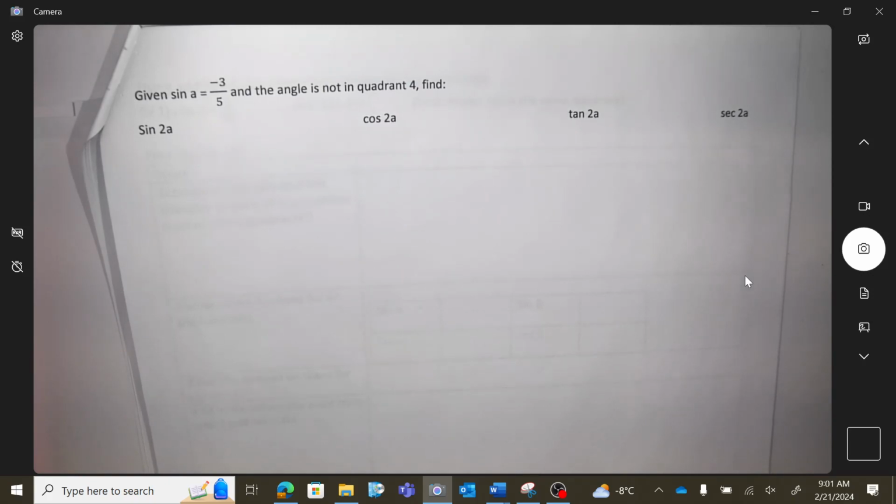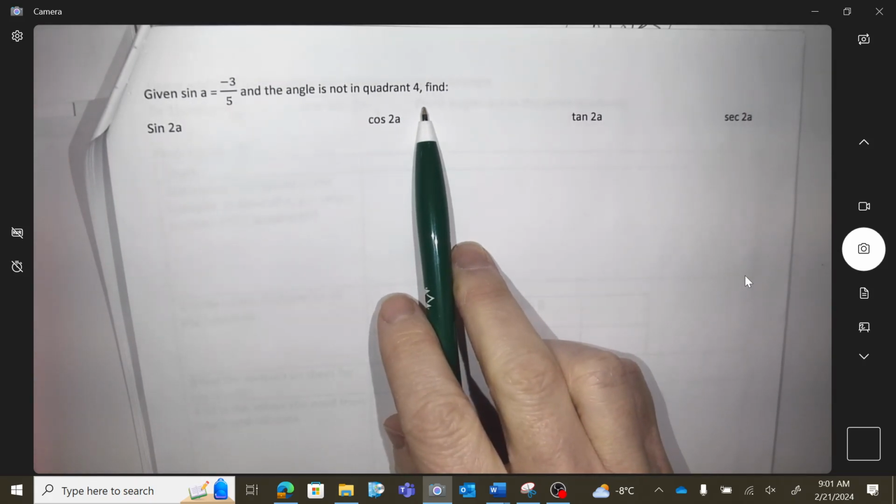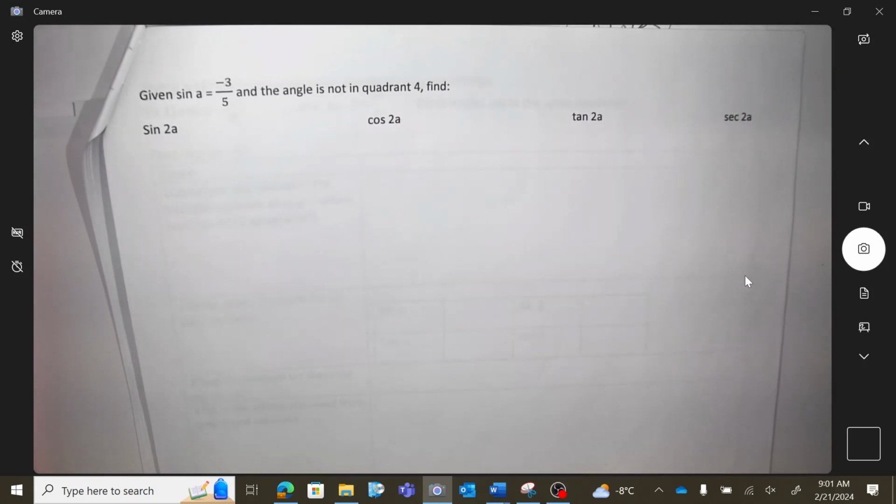Okay, so this is last unit stuff. You know how to do this. If the sine of angle A is negative 3/5 and the angle is not in quadrant 4, where is it? So I'm going to go down to this bottom area.